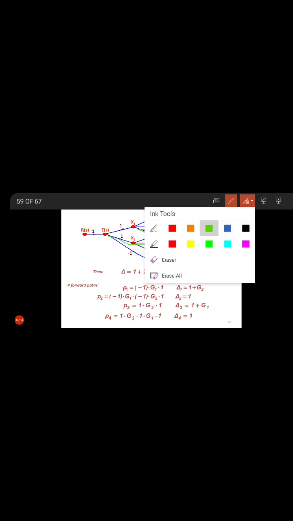Okay. Now we consider the last forward path. Last forward path is 1 G2 1 G1 1. So this forward path touches all the loops. That's why del 4 equal to 1. Okay. So if we put all the values of P1, P2, P3, P4, del 1, del 2, del 3, del 4 and del, then we find this is our transfer function of that signal flow graph. Okay, clear?